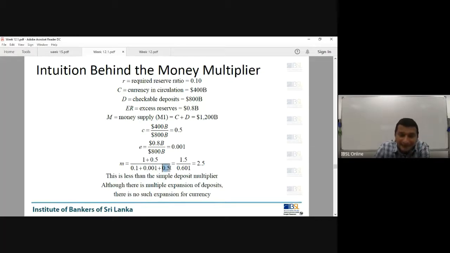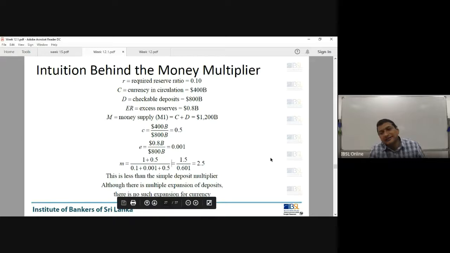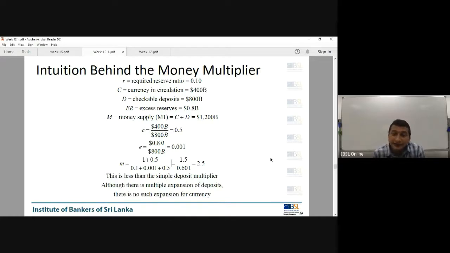And then small c, the currency ratio, is 0.5. So what you are basically seeing is in the numerator 1 plus small c, that is 1.5, over the denominator you have the required reserve ratio plus excess reserve ratio plus currency ratio. Aggregating them, it is 0.601. So 1.5 over 0.6, right? You can derive the answer as 2.5. The multiplier is 2.5.